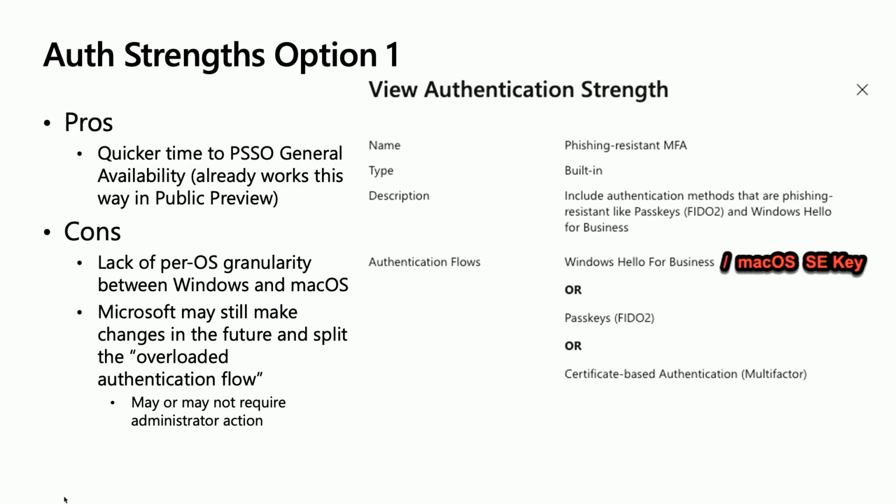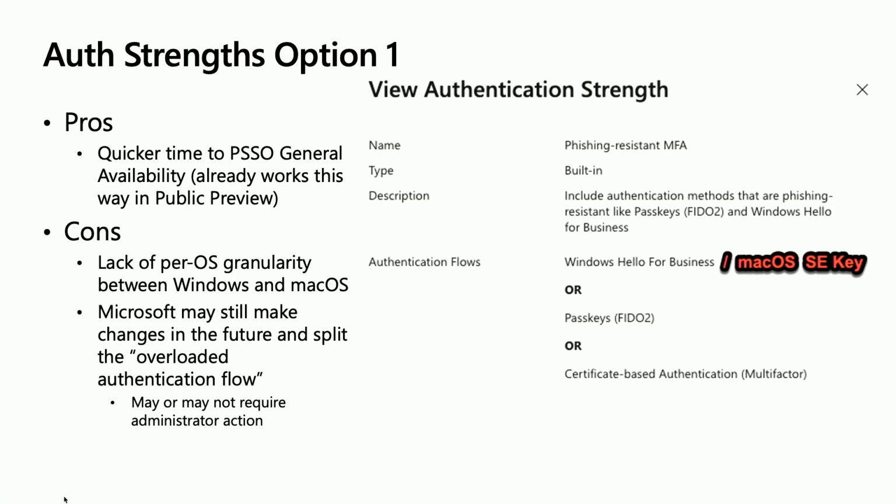As we are working on our platform SSO public preview, one of the things that we need to figure out is what are the requirements that we're going to enforce internally in order to go to general availability. As we mentioned earlier, it's really, really important to us at Microsoft that the macOS Secure Enclave key is treated appropriately in our ecosystem as a phishing-resistant credential.